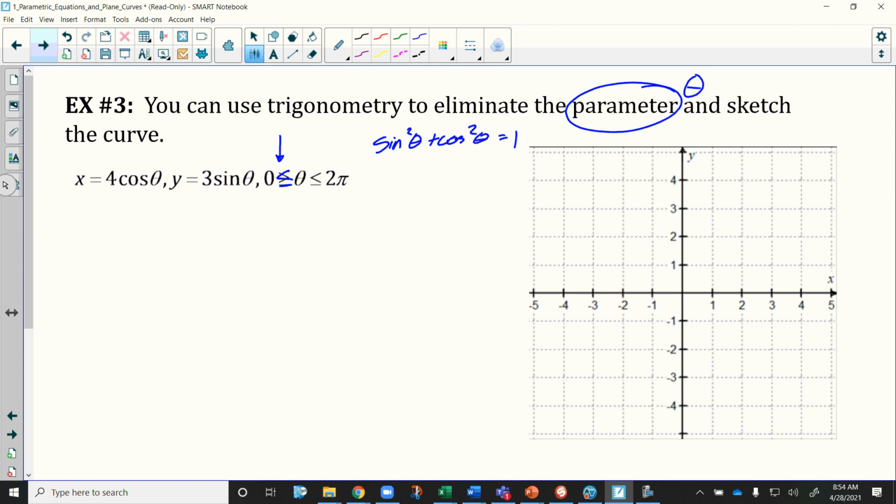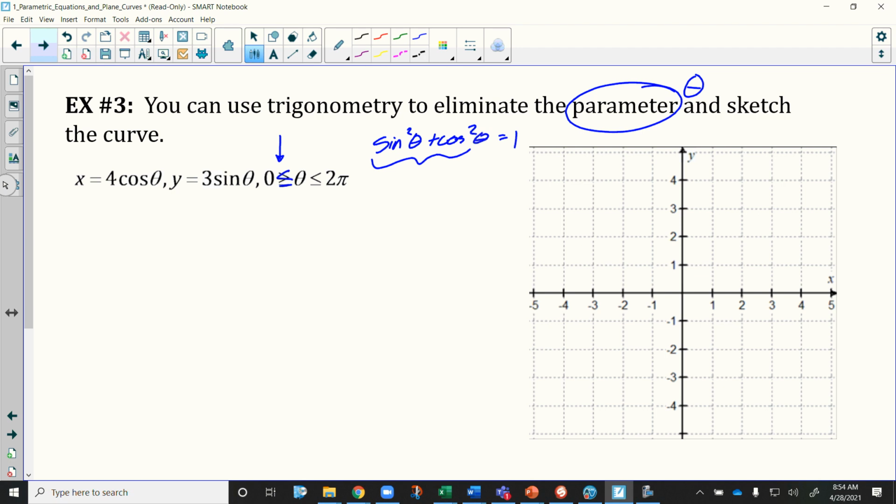Okay, so think about it. How are we going to try to do that? Well, if we want to be able to create this equation, we have to be able to get sine and cosine by itself. So that means the 4 that's multiplied to cosine and the 3 that's multiplied to sine, we want to be able to get rid of them.